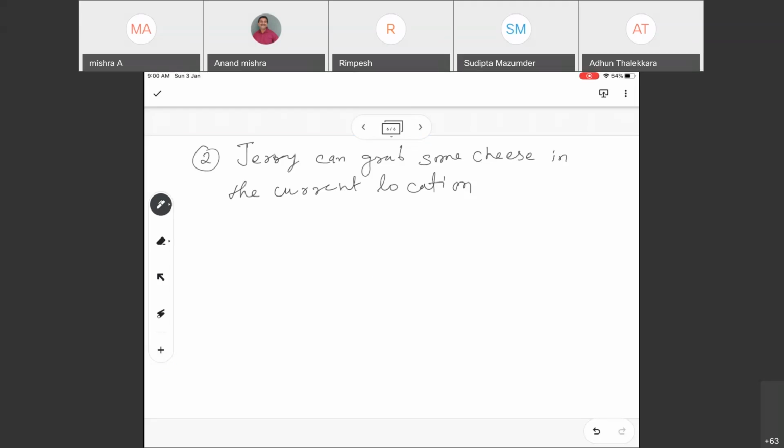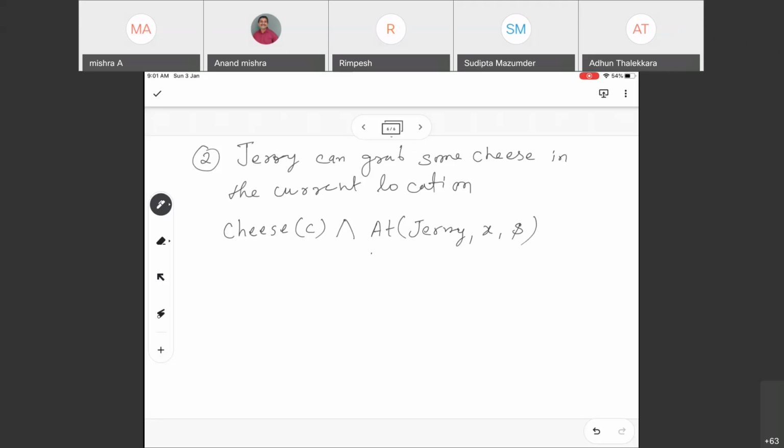So we need to see what is cheese. We will first define what the cheese is. Cheese is a variable. C is a cheese, and let's say this is for and. So this is and. Let's say Jerry is at location X at situation S. And then what we can say is Jerry can grab cheese in the current location, right?